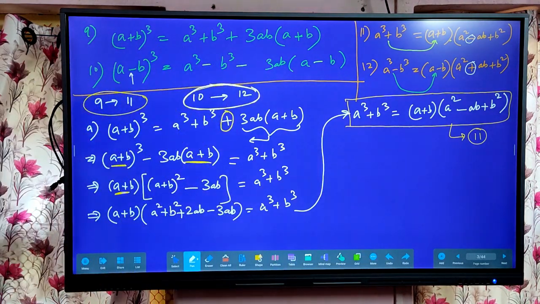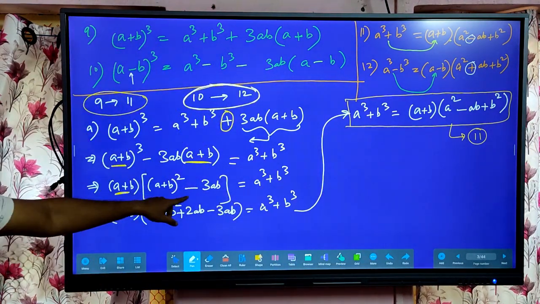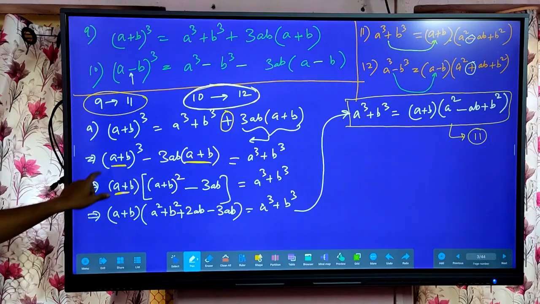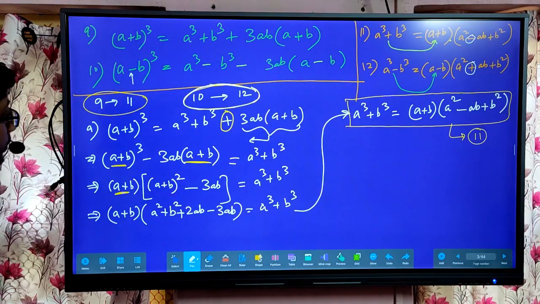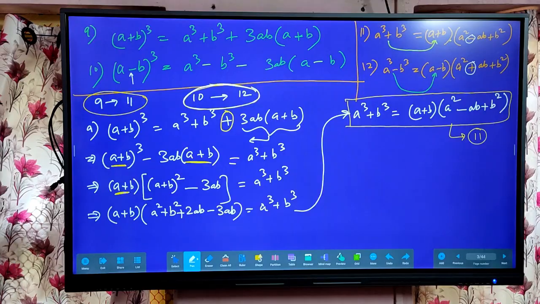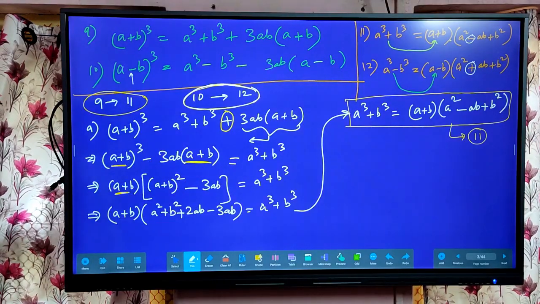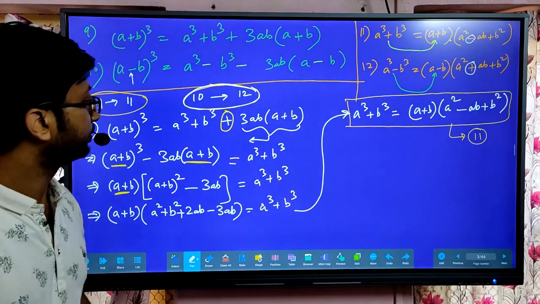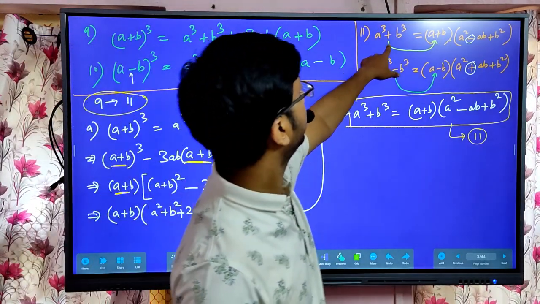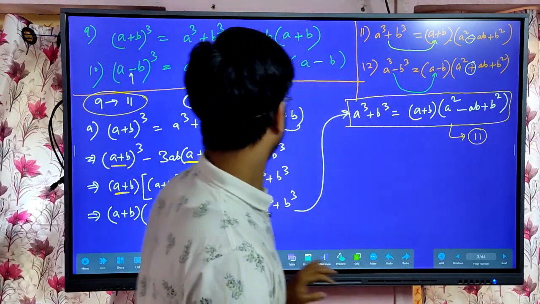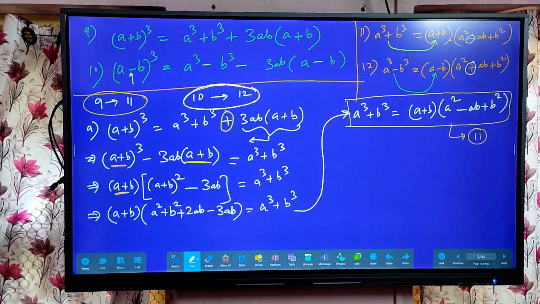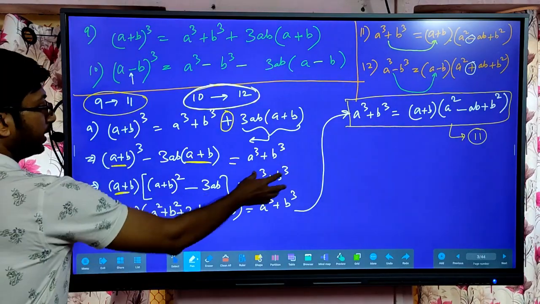Now, minus 1AB is going out, so only 3AB remaining. So this 3AB will be this 3AB. Okay, 3AB, 3AB. And the right side is A cube plus B cube. We have already got the right side. See, A cube plus B cube. We are going to just change the sides and rewrite. So A cube plus B cube.